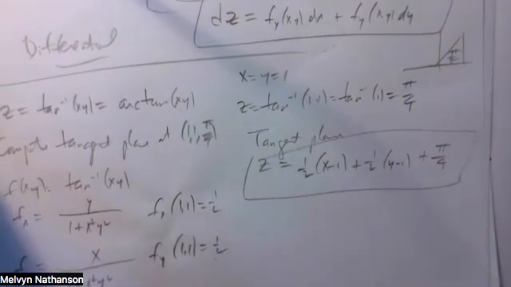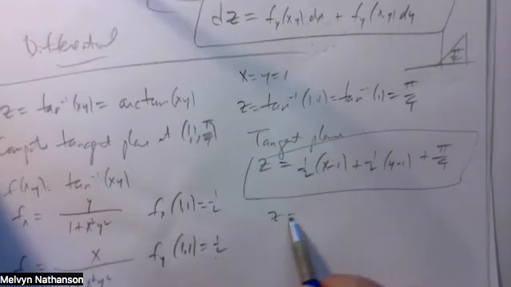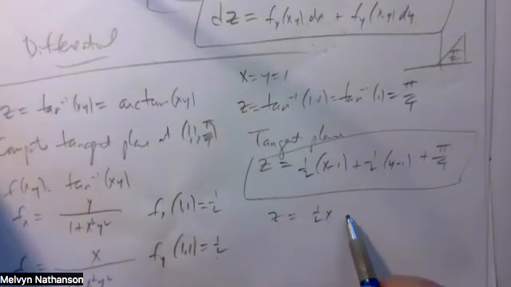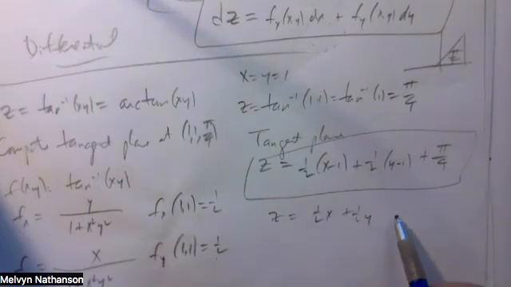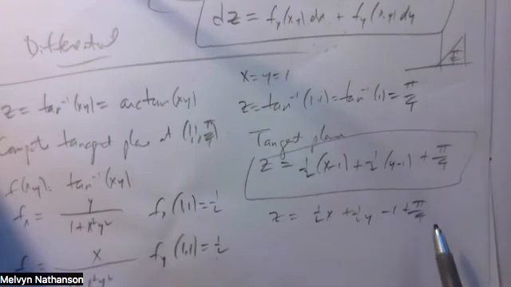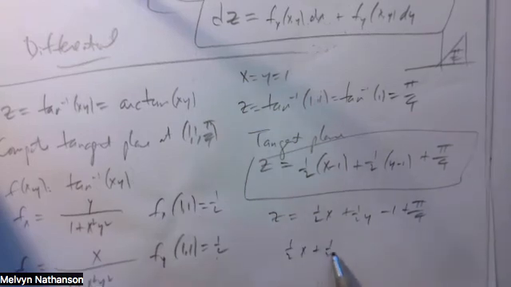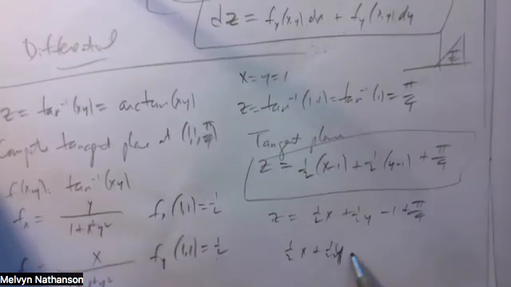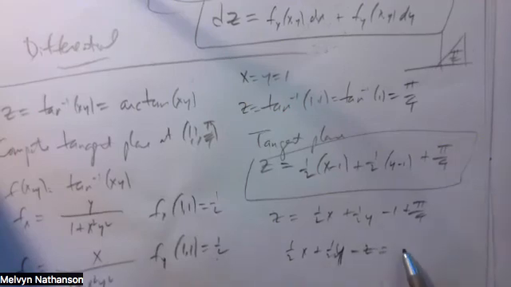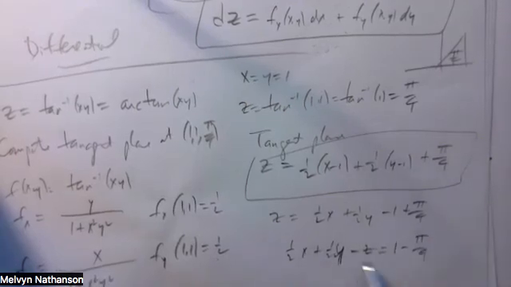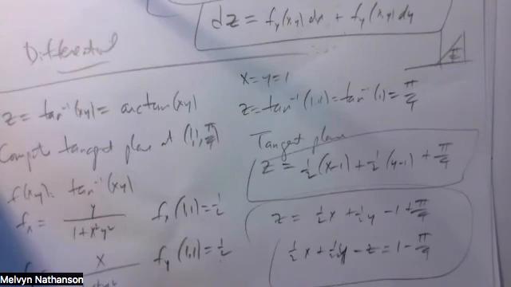So that is the equation of the tangent plane, or z equals a half x plus a half y minus 1 plus pi over 4. Or a half x plus a half y minus z equals 1 minus pi over 4. All of these are equivalent and they're all equal to the tangent plane.